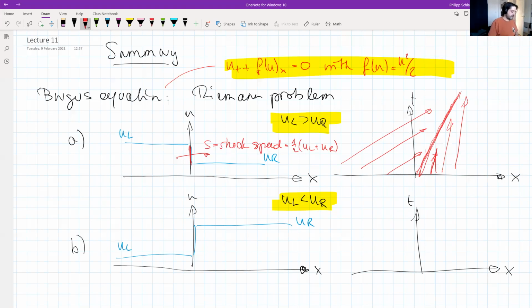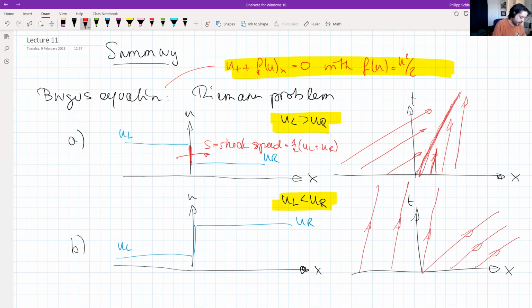The second case is exactly the same as the first one, just switching the position of UL and UR, meaning that UL is now lower than UR. That means, again, if I'm trying to plot that in a space-time diagram, that the characteristics from the left have a lower speed than the ones from the right. So it would be something like that.